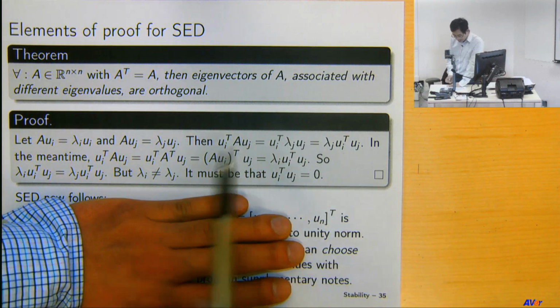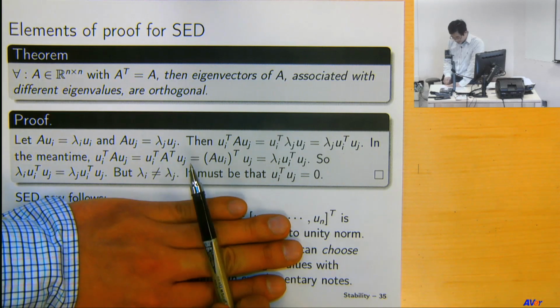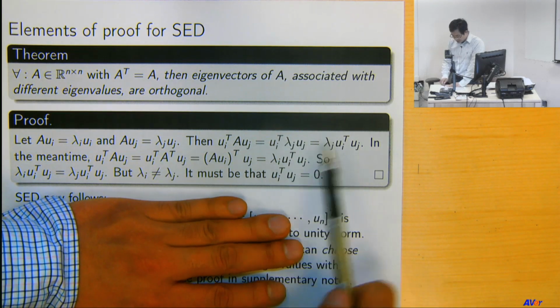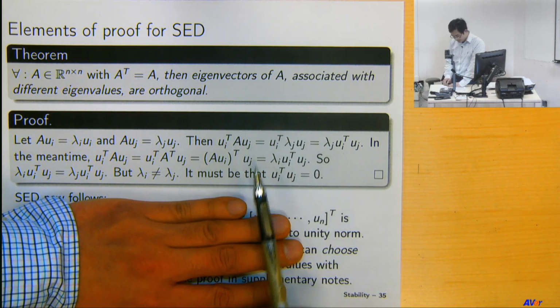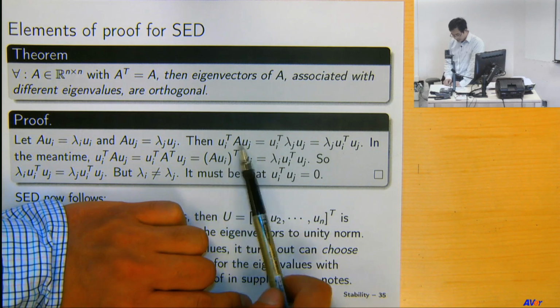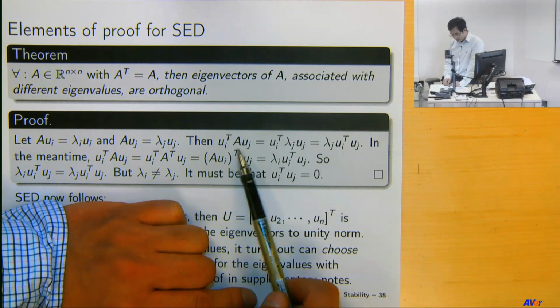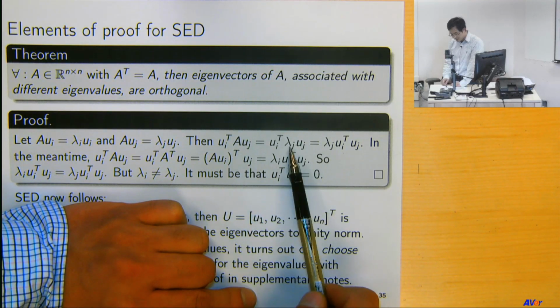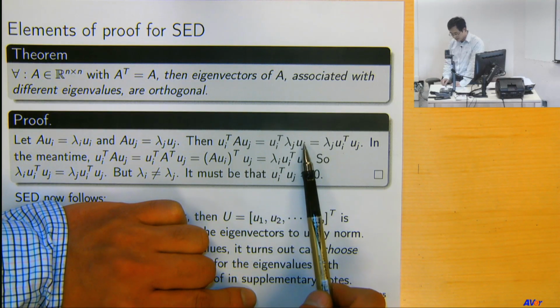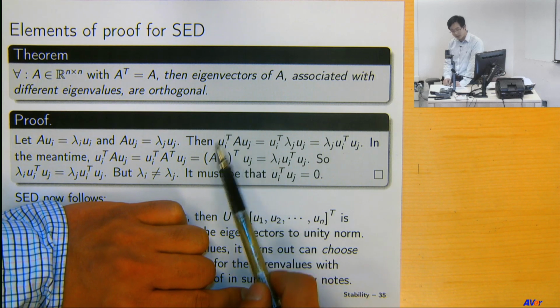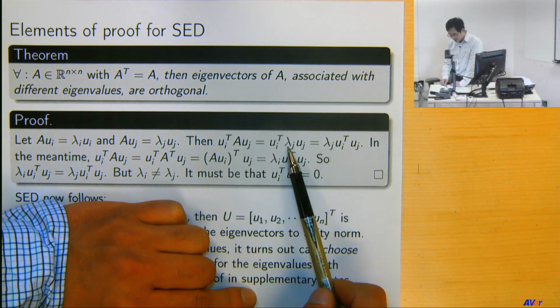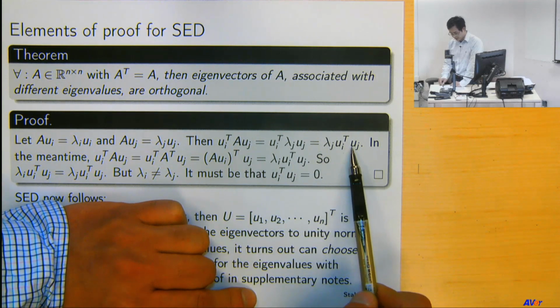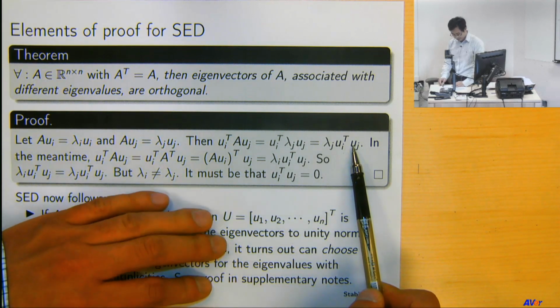I'll quickly go through the proof with you, and you can take a look at every detail a little more carefully after class. So we're looking at this. Let's take a look at the second part first. A times uj is lambda j times uj. So this scalar equals lambda j times ui transpose uj in the first place.